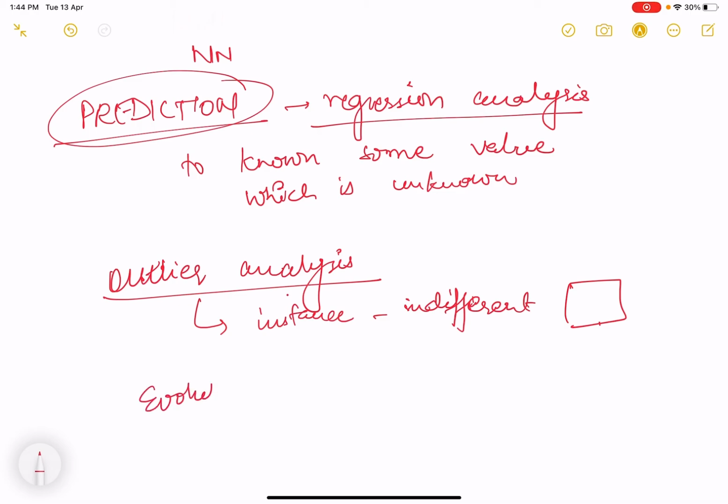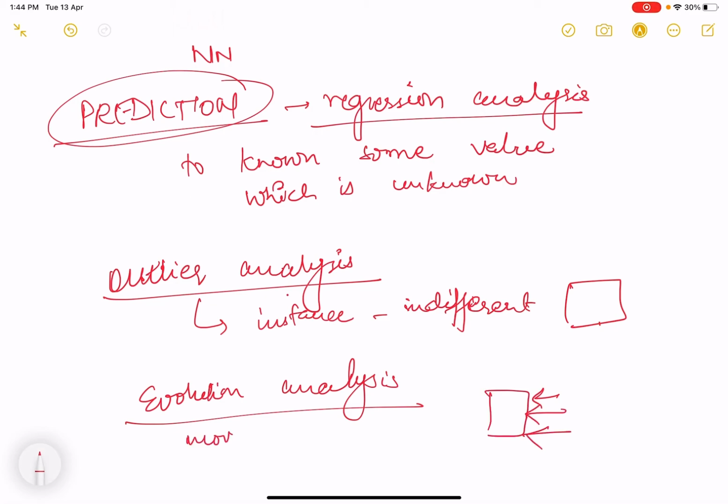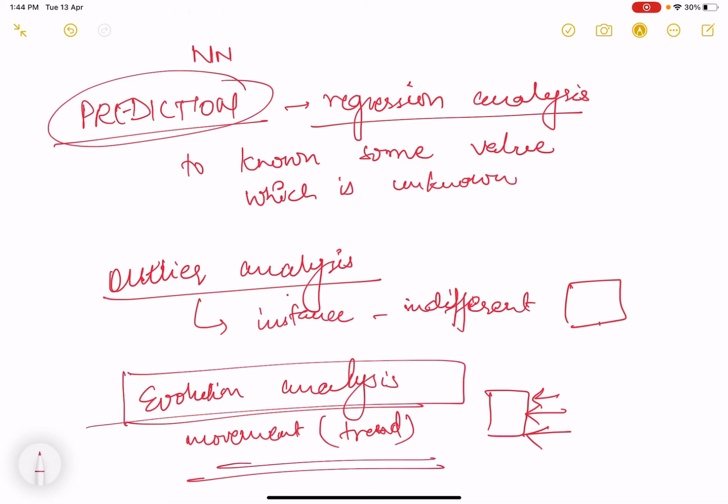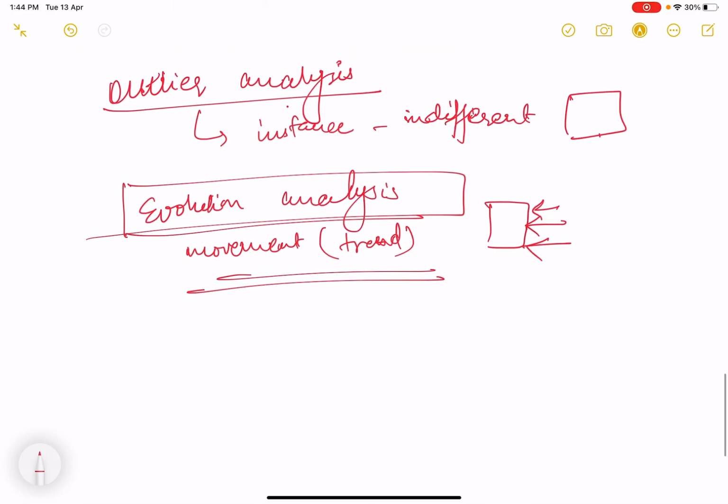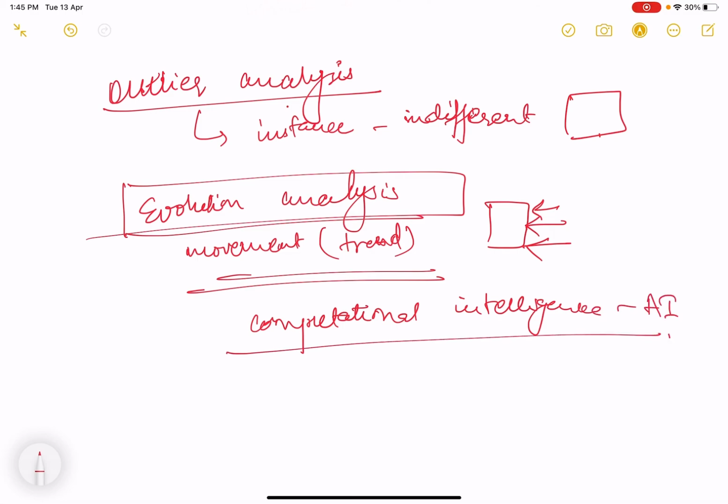Similarly, we have evolution analysis. Suppose new trends and topics are coming on social media day by day. Now, to analyze the movement of these topics or trends, we use evolutionary analysis. Now, these evolutionary algorithms also include computational intelligence, which leads to artificial intelligence. So this was some overview about the functions of data mining.